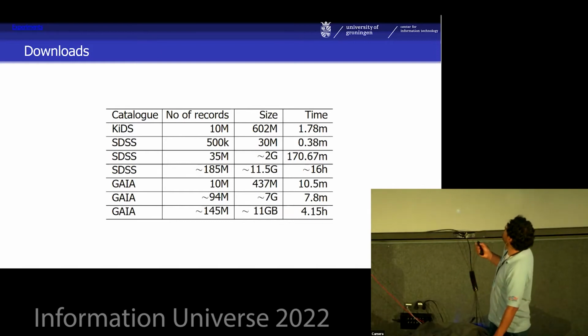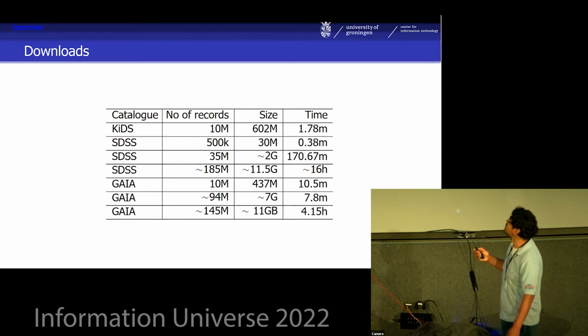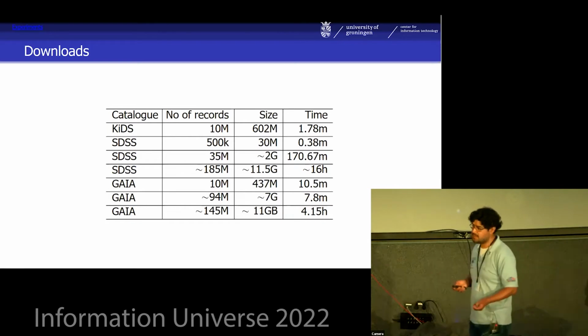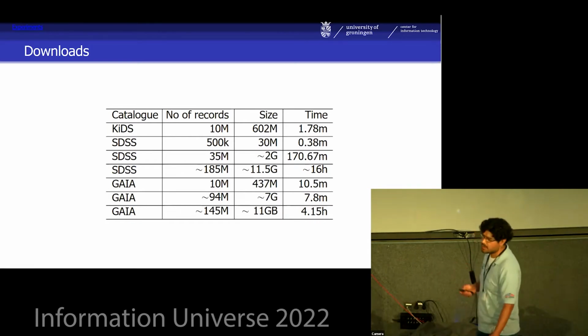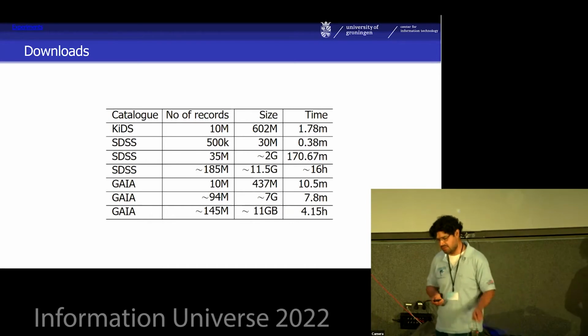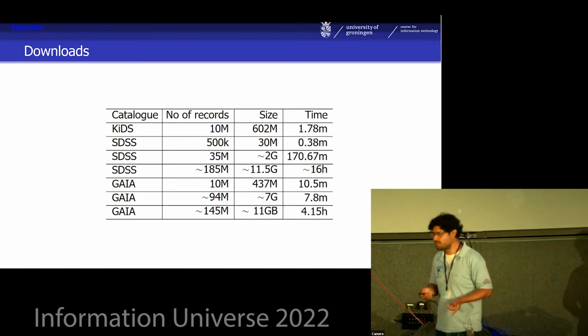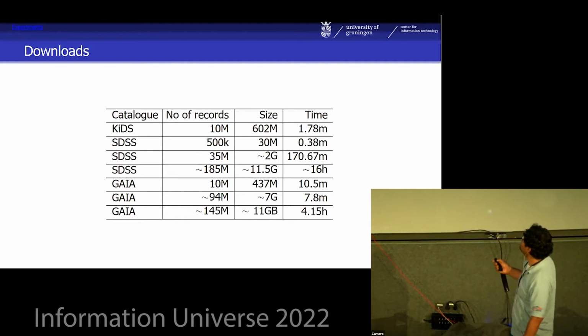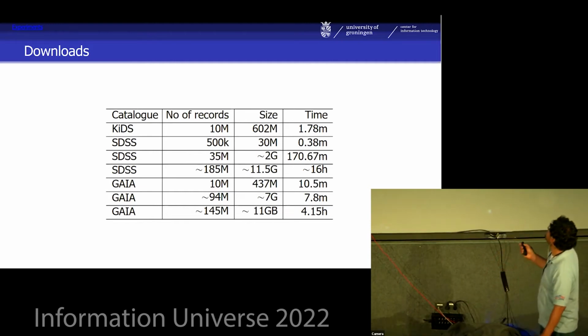In this table, the purpose is not to compare the performance and speed of the download from the dataset, because the conditions are very different. Some sources or some astronomical databases have different constraints, and then it is very difficult to really compare. So the purpose of this table is just to give you an idea of the amount of time that it will take you to download some amount of data.